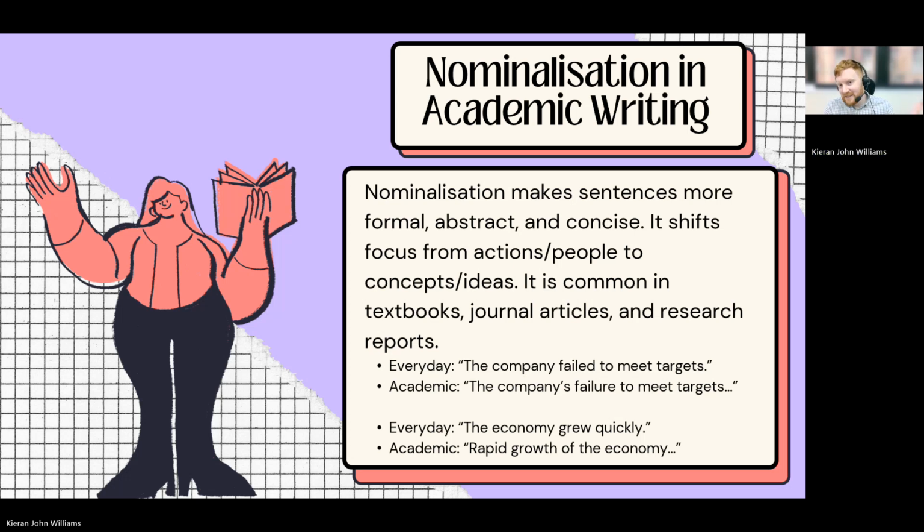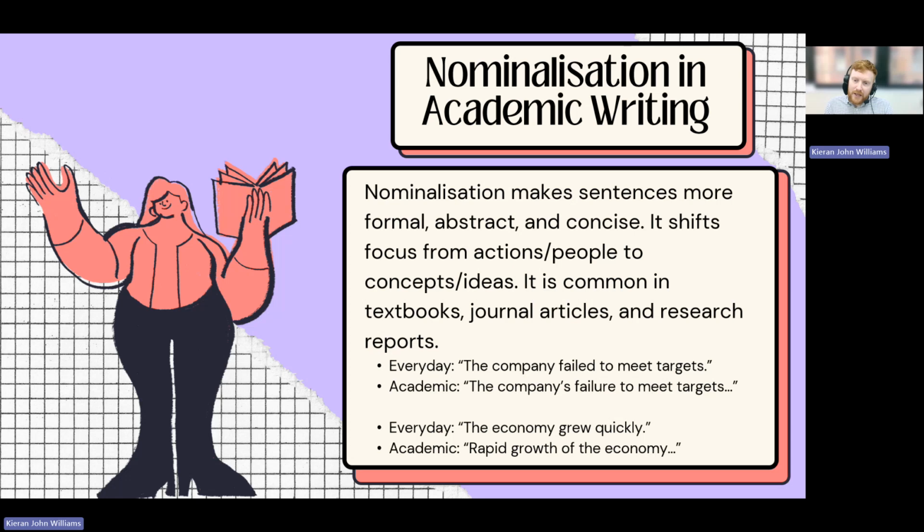Nominalization, like we've mentioned before, is very common in academic writing. You'll see it all the time in textbooks, journal articles, research reports. So let's look at some examples. "The company failed to meet targets." That's simple and clear, but we could change it to "the company's failure to meet targets." Again, the action "failed" becomes the noun "failure." And here's another example. "The economy grew quickly" becomes "rapid growth of the economy."